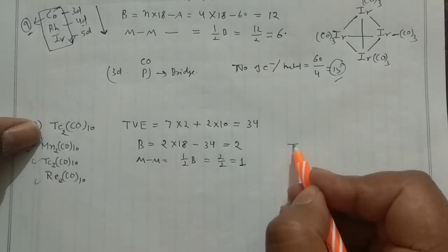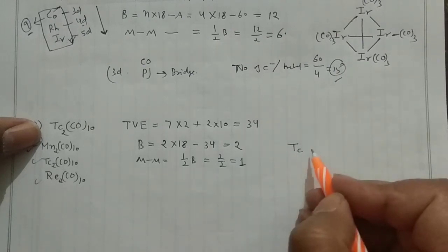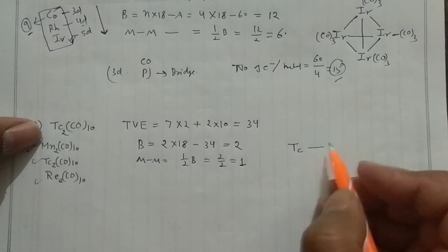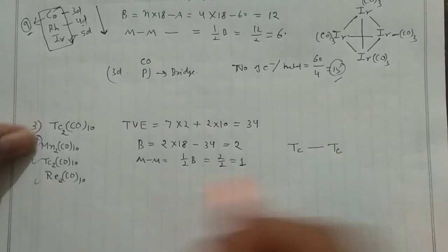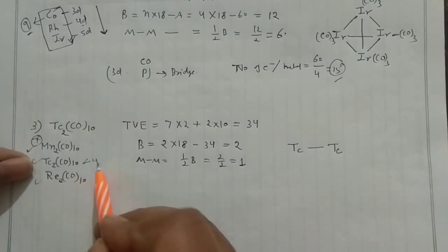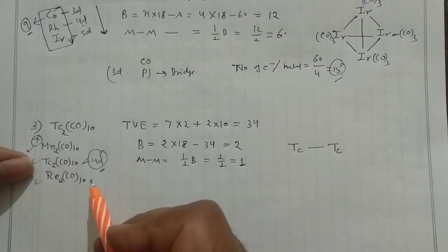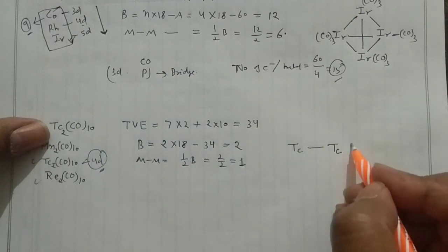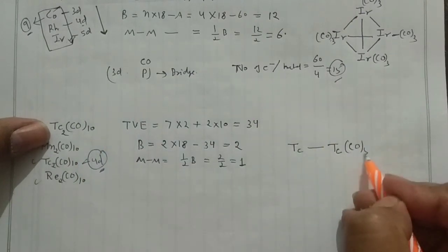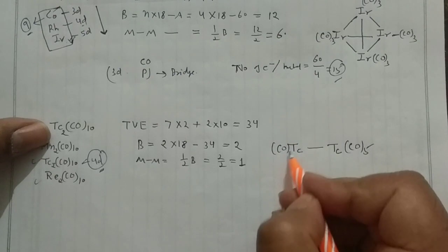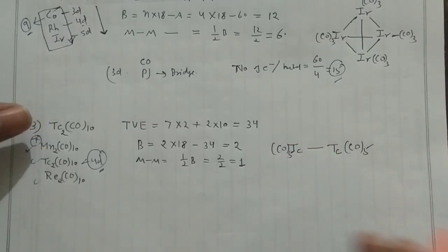So what you will write here: technetium, and then again technetium, in that manner. This technetium belongs to the 4d series, so there is no chance of forming any bridge. So when there is no chance of forming any bridge, you will write CO 5 times here and CO 5 times here, as simple as that. This you have to remember by solving the problems.